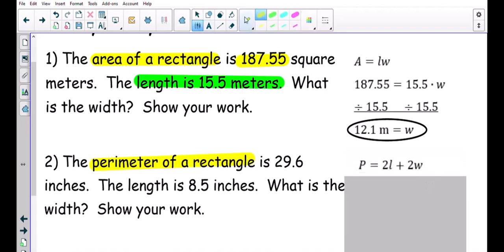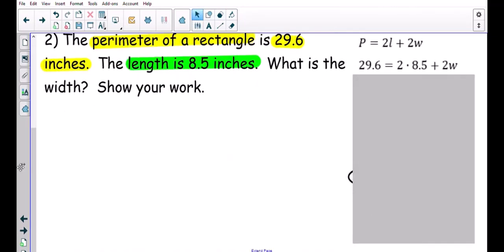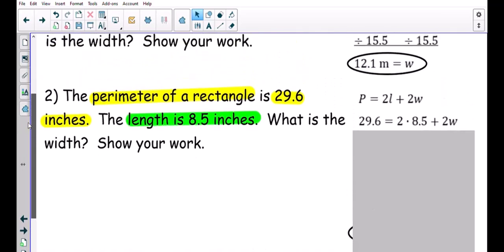And the perimeter that's given is 29.6 inches. And we are also given the length, which is 8.5 inches. So we will replace P with 29.6. We will replace L with 8.5.